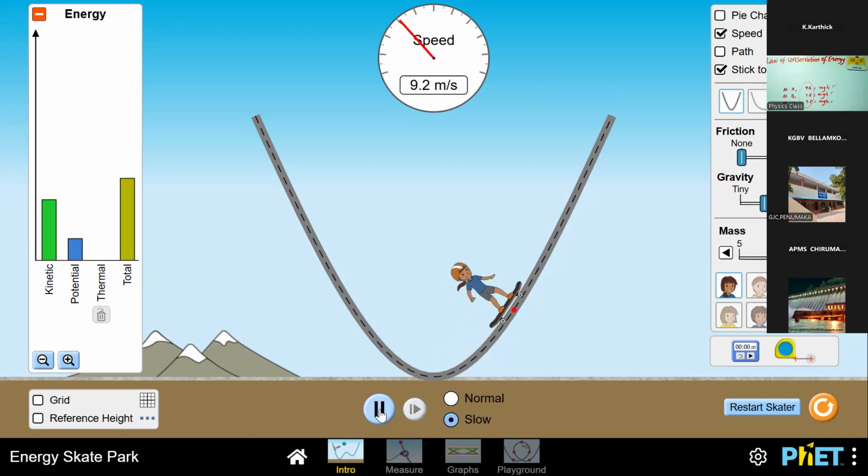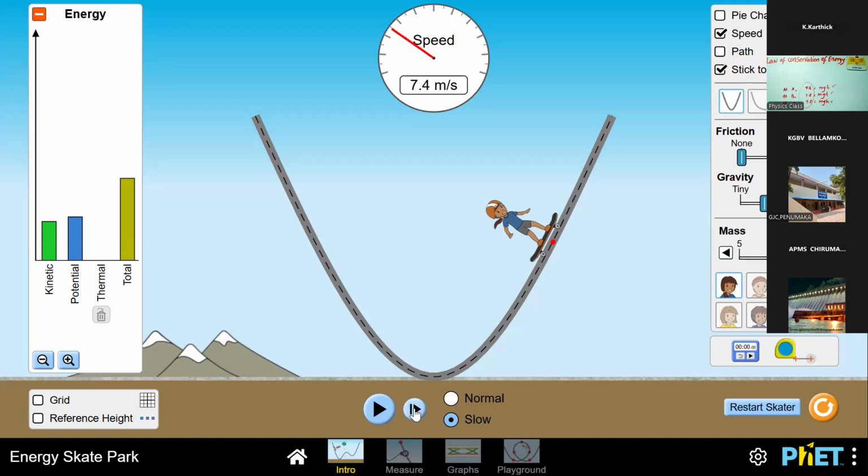Once I start the simulation, in this position you can see that the kinetic energy is equal to potential energy. We already did that calculation. So here you can say that the person has about 50 percent kinetic energy and 50 percent potential energy. Only the total energy is always constant.